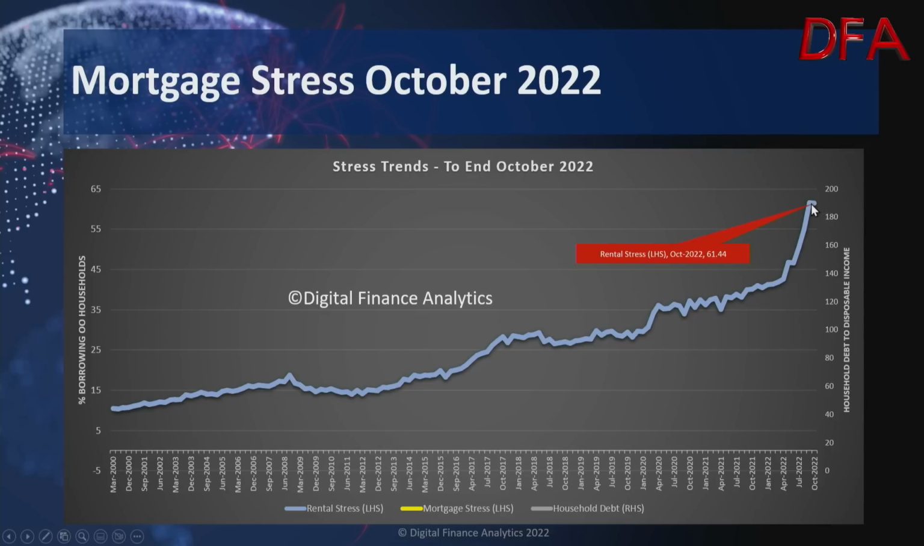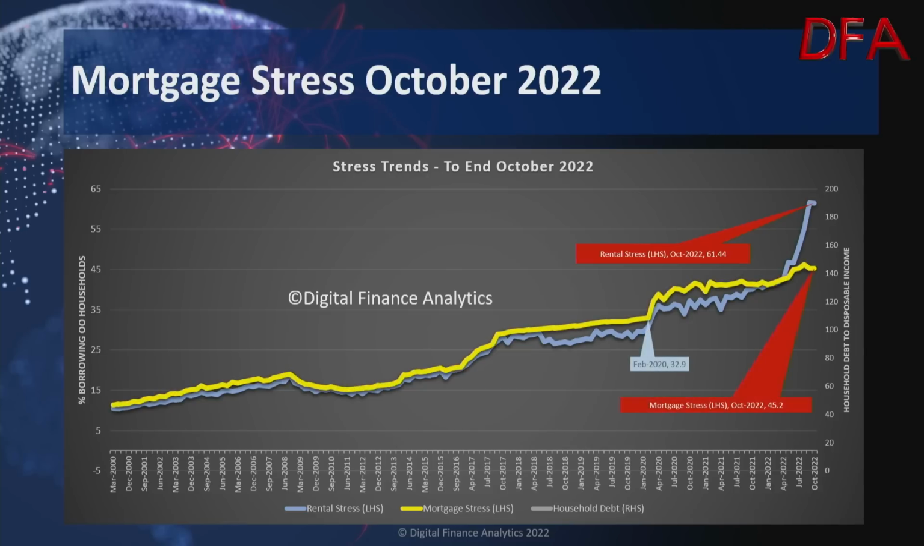That's partly because some people are moving to cheaper accommodation or moving back with parents, but also the fact that in some areas, some of the rental scenarios are a little bit different from where they were a couple of months ago, but it's still very high, 61% of households. Mortgage stress is at 45.2. It's just back very, very slightly, very close to the last month. That's because some people are refinancing.